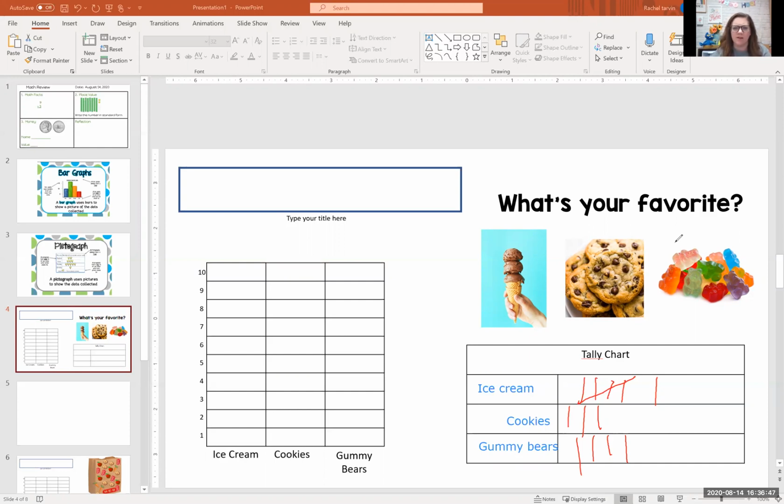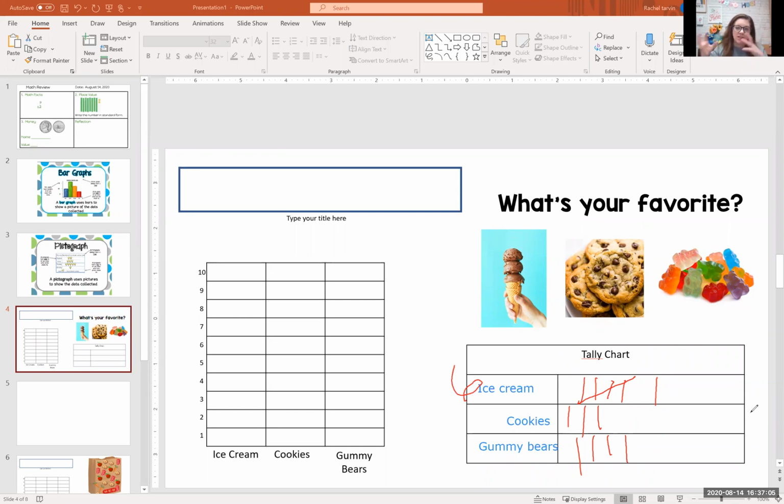Let's count our tally marks and make it easy to look at our data. Will you count with me? I know a bundle is 5. I don't even have to count that. I just already know a bundle of tally marks is 5. So let's count on 5, 6. It looks like 6 people voted for ice cream.